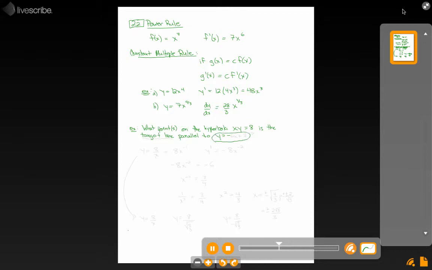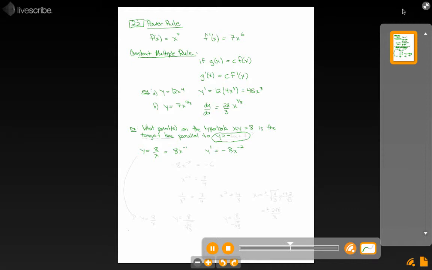So an example that we could be asked here: what point or points on the hyperbola x times y equals 8 is the tangent line parallel to y equals negative 6x plus 7? Seems like there's a lot of information there, but if we change this xy equals 8 to y equals 8 over x, and maybe even better, 8 times x to minus 1, we can find the derivative. We can say the derivative of this is negative 8x to the negative 2.